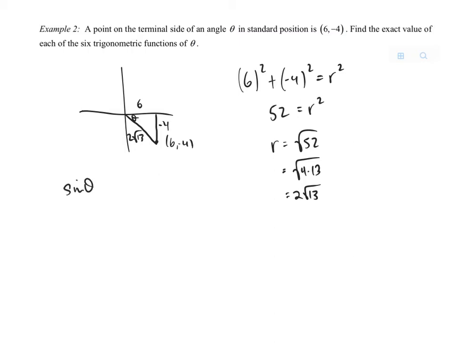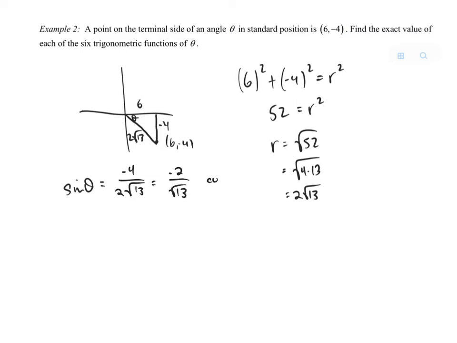Okay, so when I do sine theta, it is going to be the opposite side, which will be -4, over the hypotenuse, which will be 2 square roots of 13. So that'll be -4 over 2 square roots of 13. And then you just want to simplify the 4 and the 2. So that's actually going to be -2 over the square root of 13.